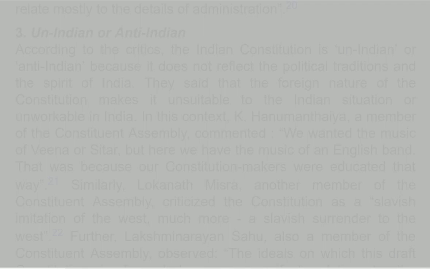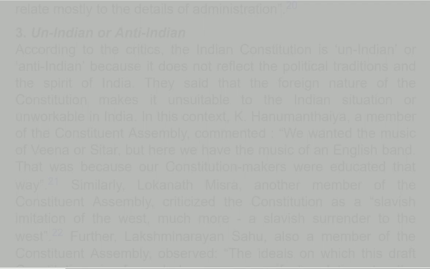Part 20: Amendment of the Constitution, Article 368. Part 21: Temporary, Transitional and Special Provisions, Articles 369 to 392. Part 22: Short Title, Commencement, Authoritative Text in Hindi and Repeals, Articles 393 to 395. Note: Part 7, dealing with Part B states, was deleted by the 7th Amendment Act, 1956. On the other hand, both Part 4A and Part 14A were added by the 42nd Amendment Act, 1976, while Part 9A was added by the 74th Amendment Act, 1992, and Part 9B was added by the 97th Amendment Act, 2011.